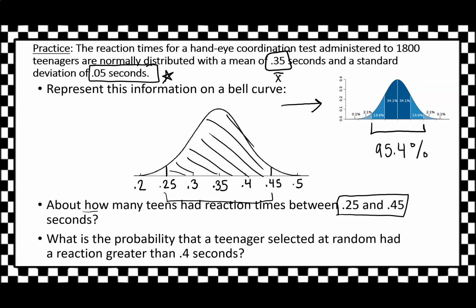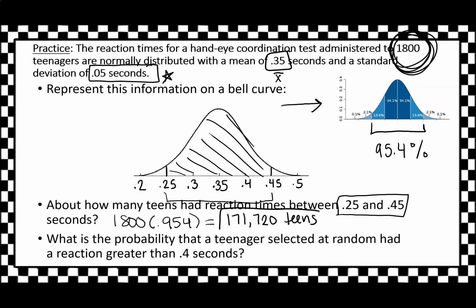So how many teens had that reaction? Well, 1,800 people were tested. So I'm going to have 1,800. I'm going to multiply that by my 0.954. You always want to convert your percentages into a decimal. And that gives me roughly 171,720 teens. Okay.